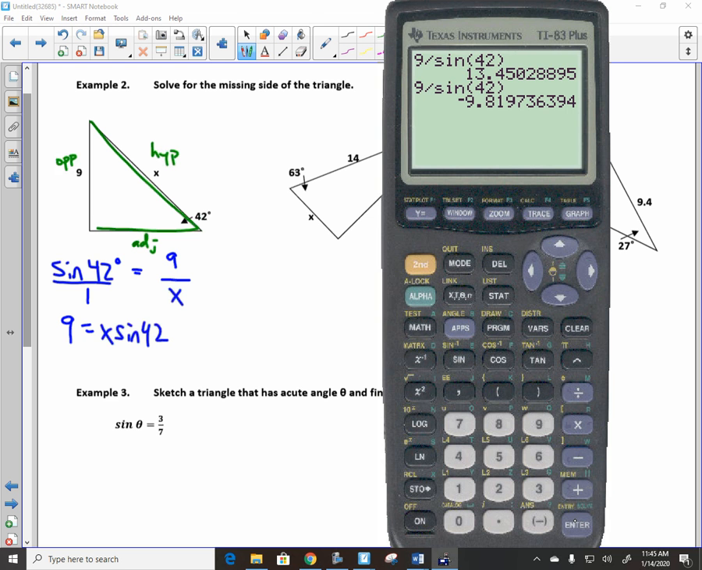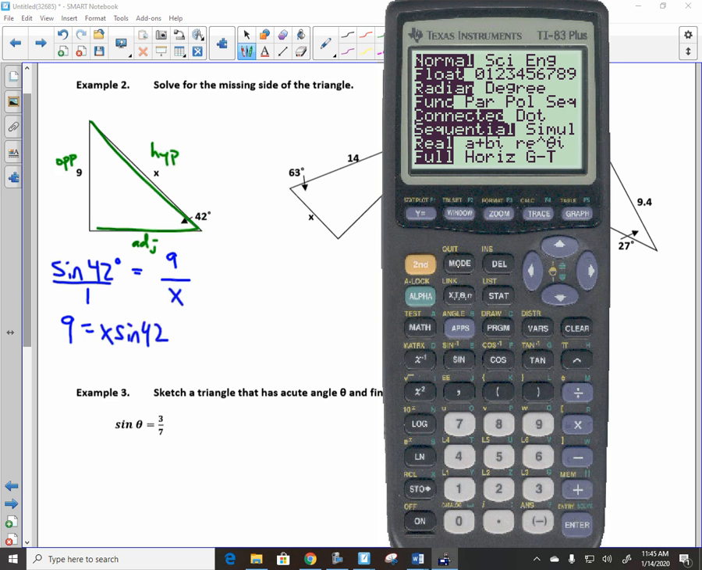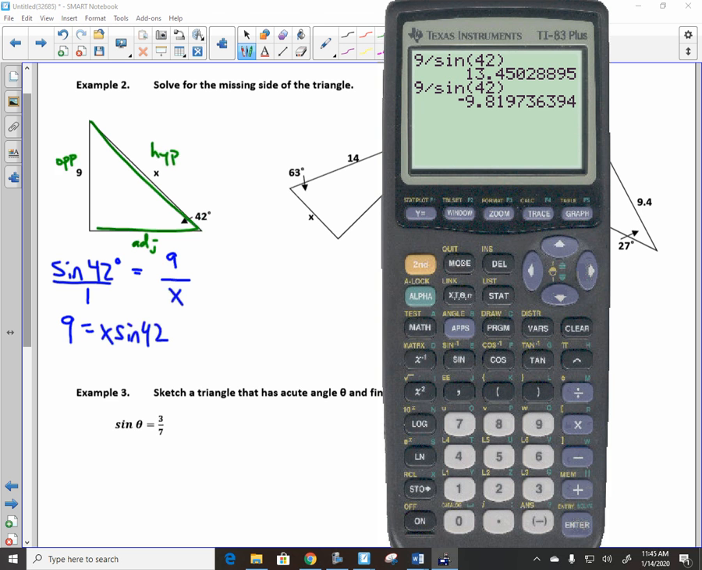Mode. Go down, go over to degrees, press enter, quit. You take that same entry, press enter, 13.45. I get 13.45. Does it make sense that this side is larger than 9? Why? It is the hypotenuse that should be the largest side.